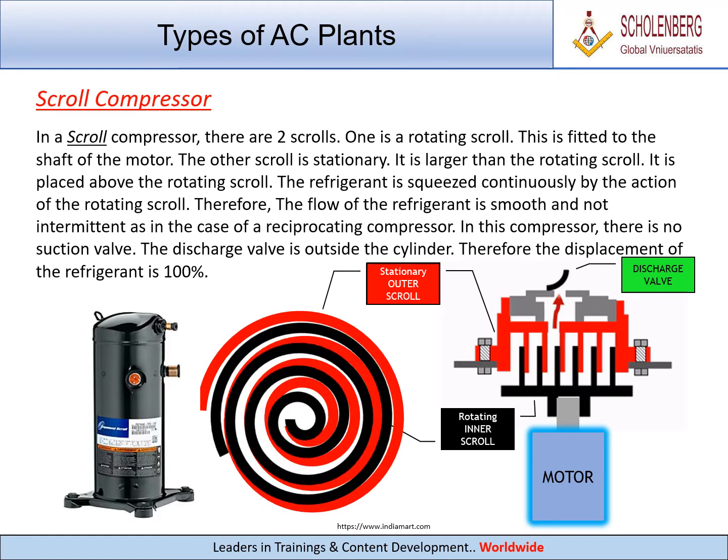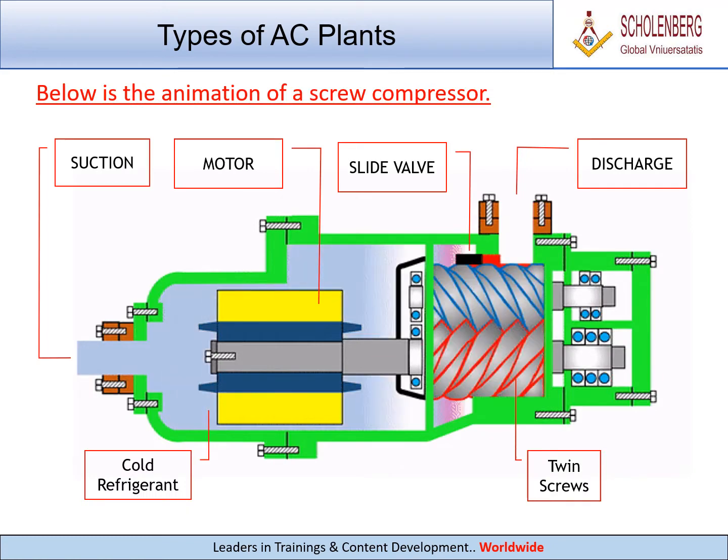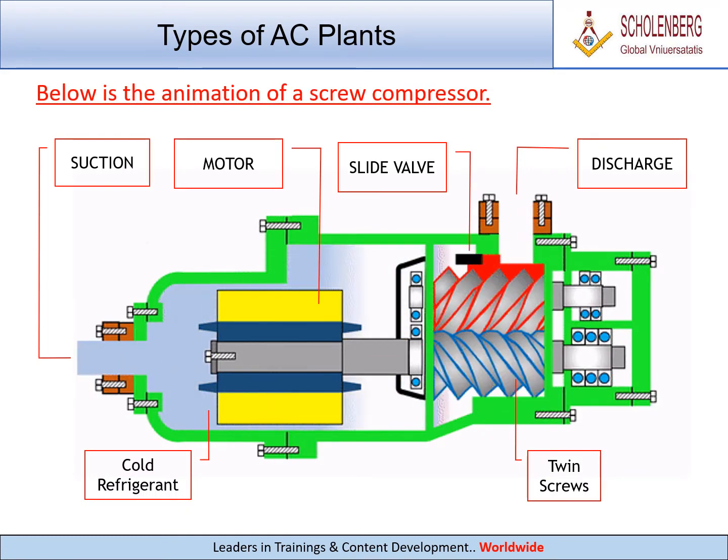In this compressor, there is no suction valve. The discharge valve is outside the cylinder. Therefore, the displacement of the refrigerant is 100%. The refrigerant enters from the outer side between the two scrolls. As the inner scroll rotates, it squeezes the refrigerant out from the top center. Below is the animation of a screw compressor.